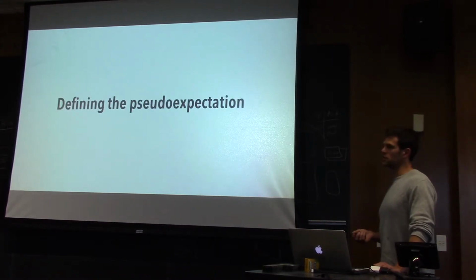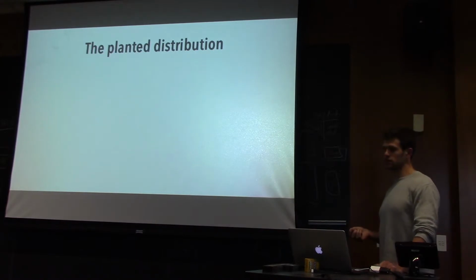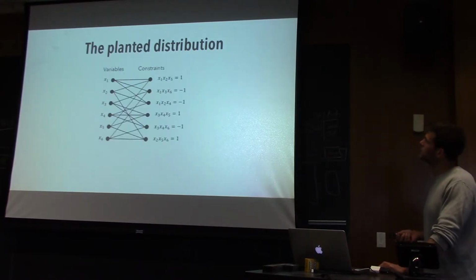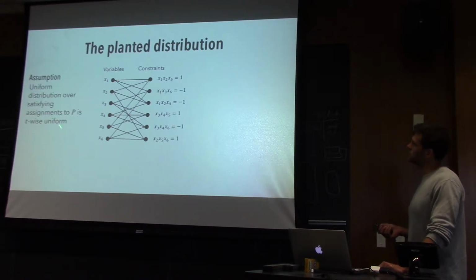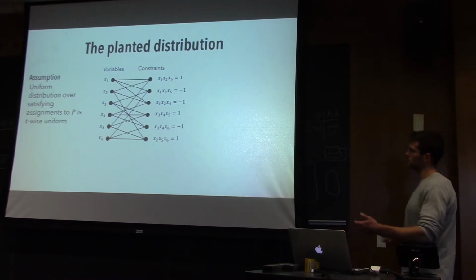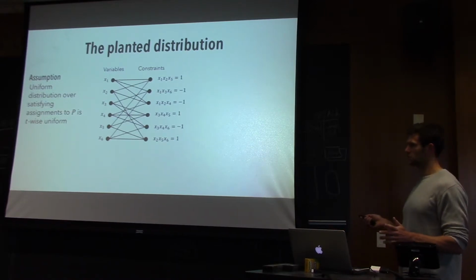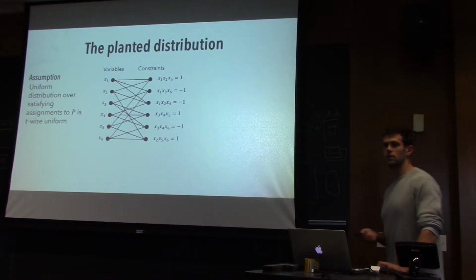All right, so on to the pseudo expectation. I'm going to define a planted distribution on assignments of small sets of variables first, and use that to define the pseudo expectation. Here's again this factor graph, and we're going to assume now that the uniform distribution over satisfying assignments to our predicate is uniform. Because this works, like I said, if P supports some uniform distribution, that's fine. But just to simplify notation, we'll just assume the uniform distribution works.